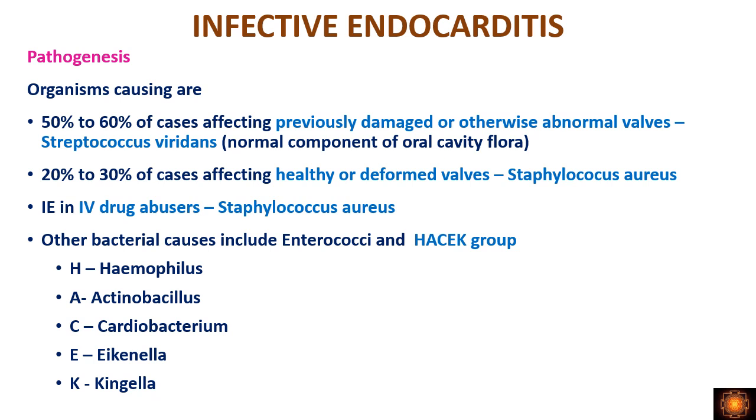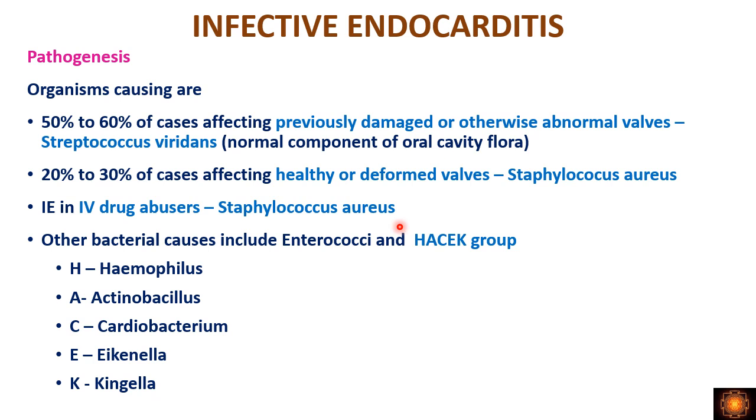Now the organisms which cause infective endocarditis, the most common organism is Streptococcus viridans. This is less virulent, and this is the cause of 50 to 60% of infective endocarditis. Now in this, most of the valves are already previously damaged valves. In 20 to 30% of the cases, infective endocarditis is caused by Staphylococcus aureus, where the valve need not be damaged. And in IV drug abusers, we have Staphylococcus aureus infections.